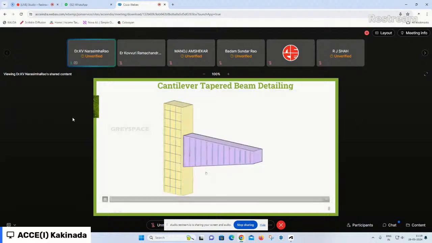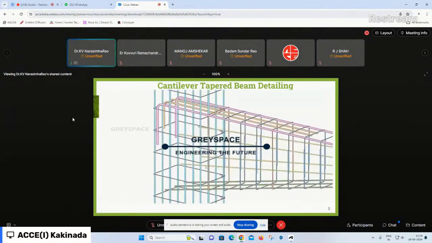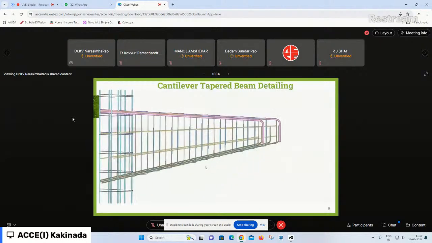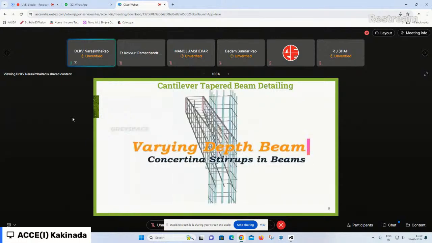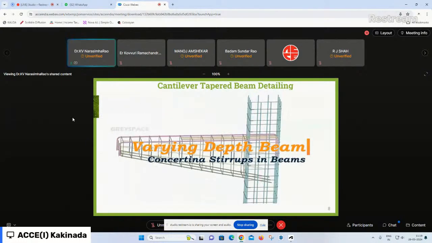Now we'll see a detailing of a corbel that is used in industrial structures. Sorry, not this. This is a tapered cantilever beam. Now we'll see the detailing practice of a tapered cantilever beam.